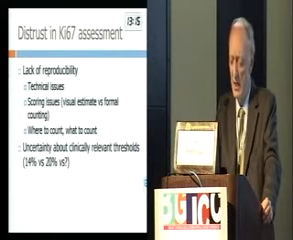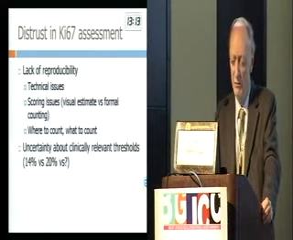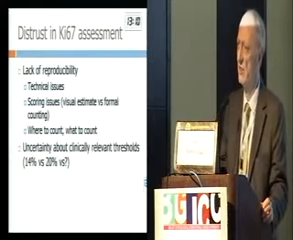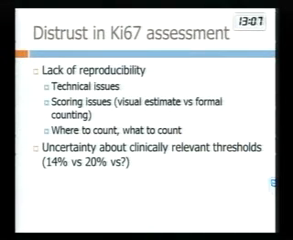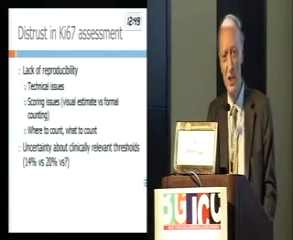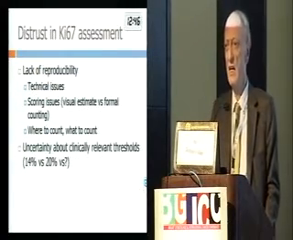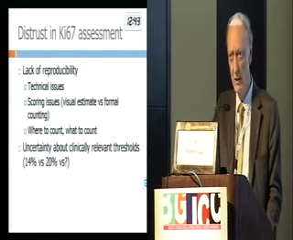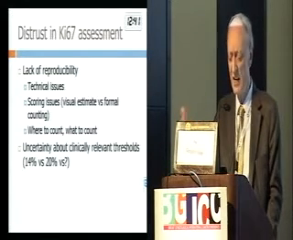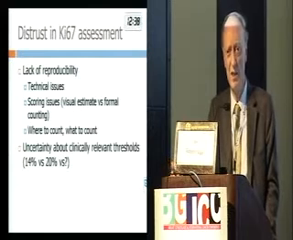We didn't know whether it was enough to have a visual estimate of Ki67 immunolabeling, or if it was necessary to have a formal counting of Ki67 positive cells. We didn't agree on what to count, where to count Ki67. And maybe more important, there was an uncertainty about the clinically relevant thresholds for Ki67. Is 14% the correct threshold for distinguishing between luminal A and B? Is it 20%? Is it more than that?